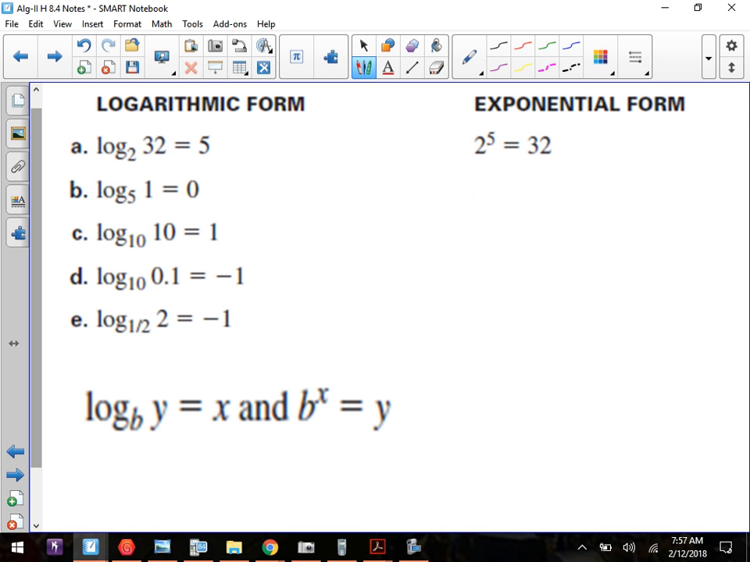All right. Log base 5 of 1 equals 0 because, well, how would you write that as an exponent? Equals. Good.